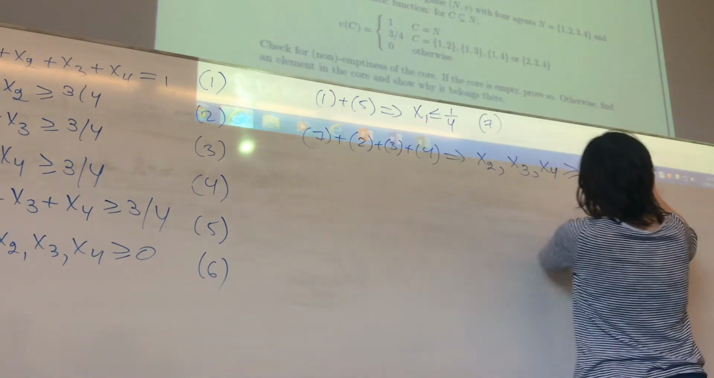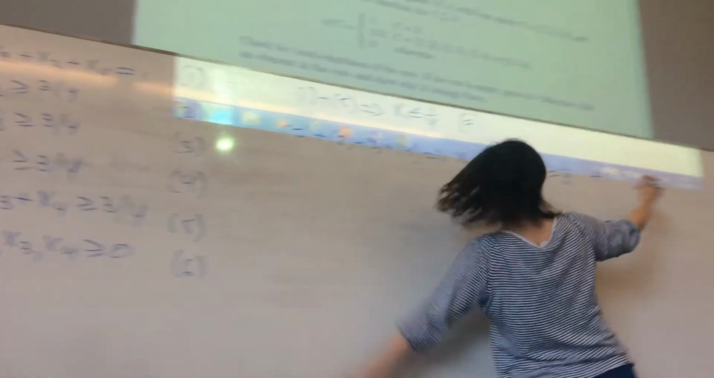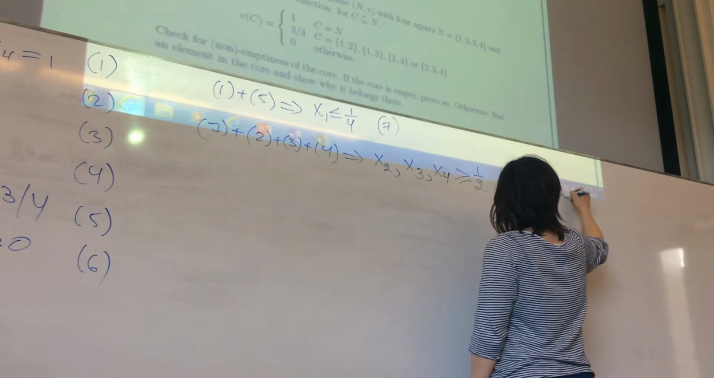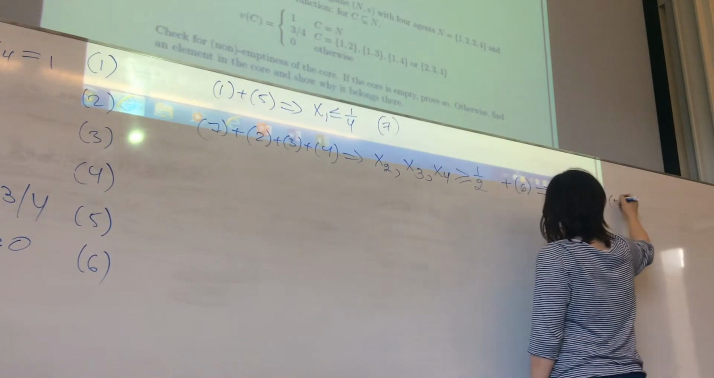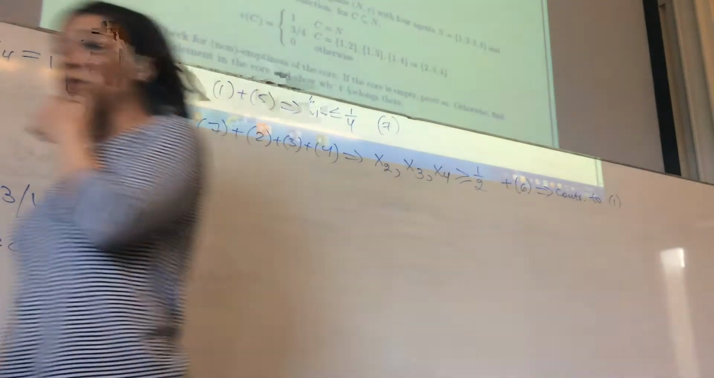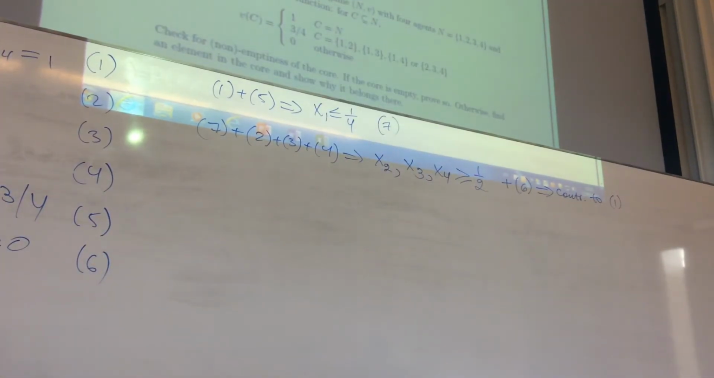So this one plus 6: contradiction to 1. Done. So no vector can satisfy that, so the core indeed is empty. So no proving this by examples, please. Do not start by saying, let's say we take x equal this or that and show it does not satisfy that. Just showing that a particular vector is not in the core still does not mean that the core is empty.